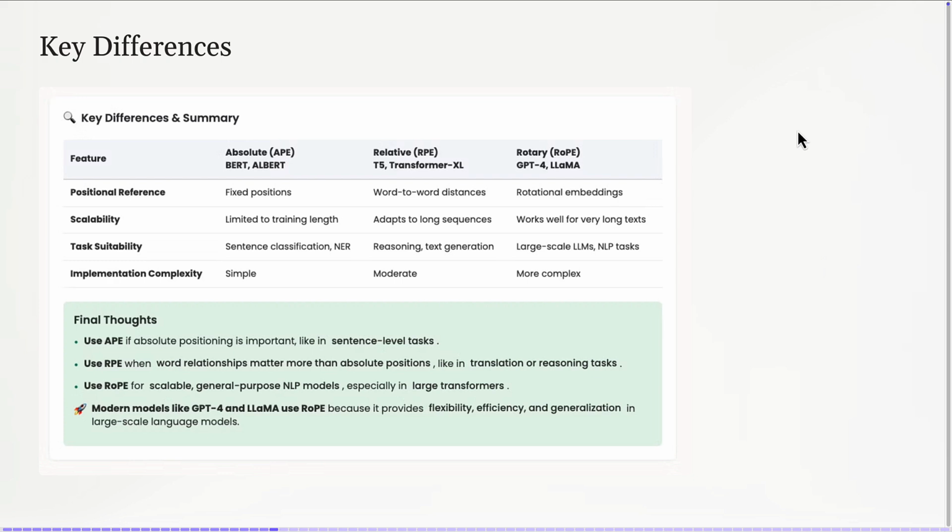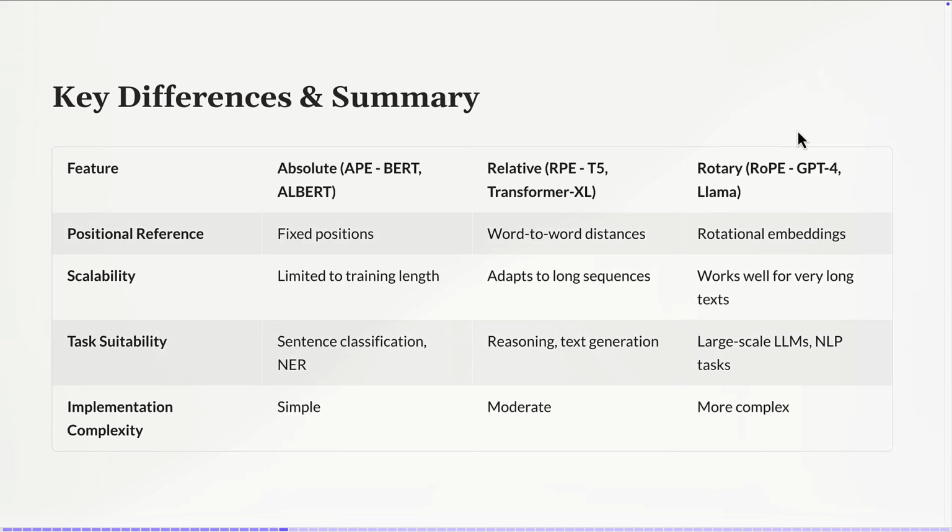And this is a table that will summarize the key differences. So you have it here as a reference. The absolute is used in BERT, ALBERT, so APA BERT uses absolute. RPE, T5, Transformer-XL use relative, and GPT-4 and Llama, of course the most sophisticated, use the last technique, rotary positional embedding, and it works well for very long text, large-scale LLMs, and NLP tasks. They adopt this rotary approach.